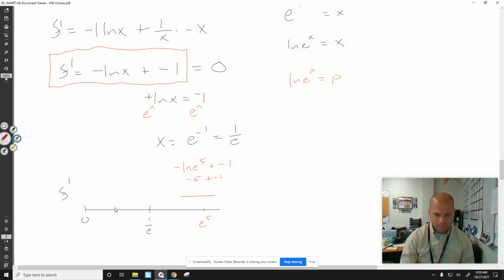What can I plug in? Well, let's take e to a large negative power. Like 1 over e to the 5th is smaller than 1 over e. It'll be closer to 0. Now watch what happens when I do that. I have negative log e to the negative 5th plus negative 1. Log of e to the negative 5th is negative 5, so I have the opposite of negative 5 plus negative 1. That's positive 5 plus negative 1. That's positive 4. That's a positive.